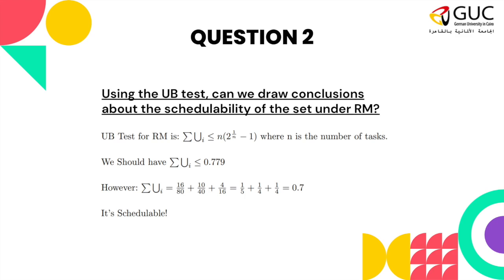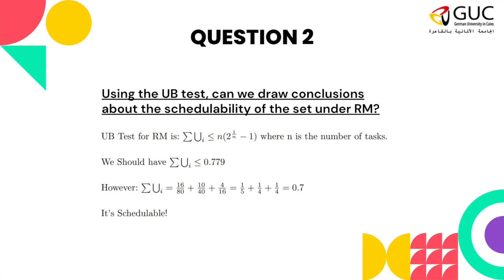However, the third scenario is that the summation of the utilizations is larger than 1. We say that it is an overload and it will not be schedulable under any means. But here we fell under the first scenario. It is less than or equal to the threshold. Therefore, I can say 100% it is schedulable.